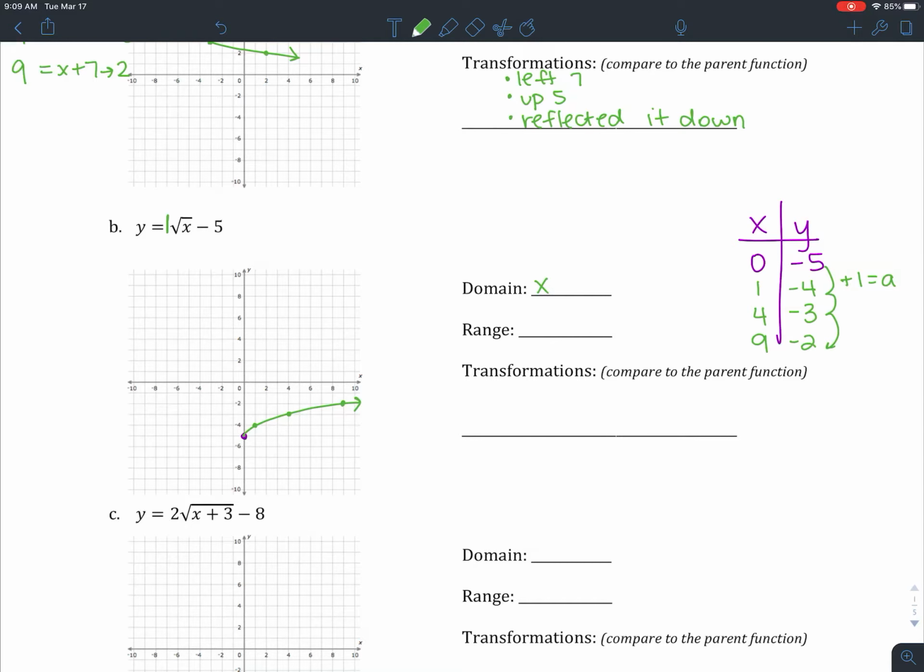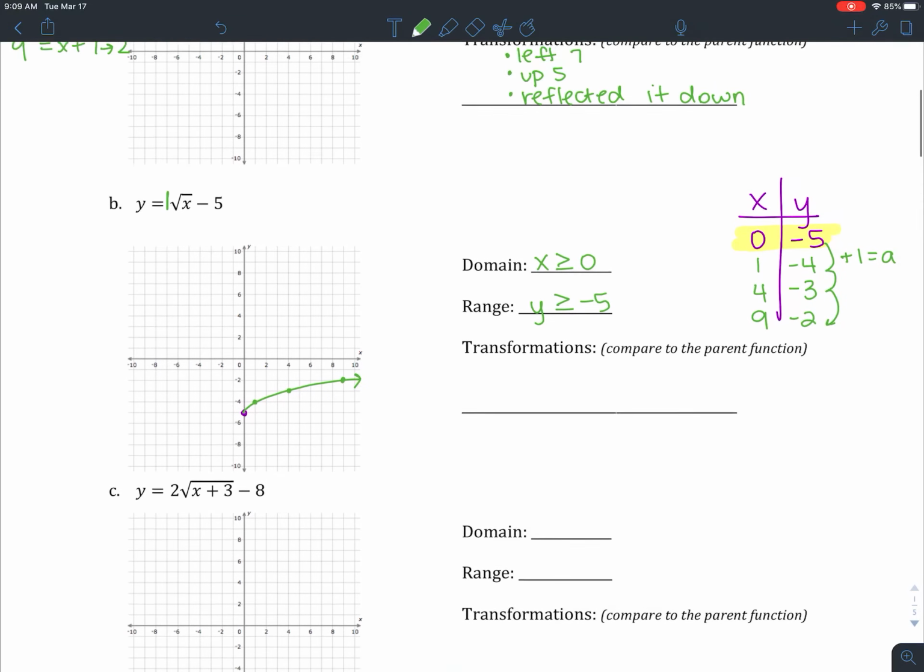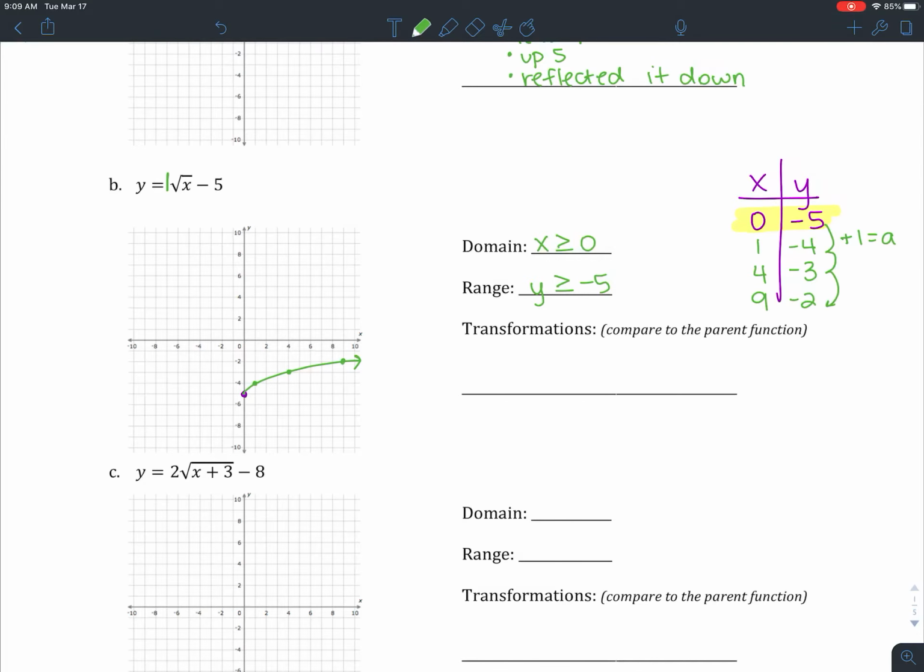Domain x is greater than or equal to 0, and our range y is also greater than or equal to -5. And again, that's coming from either my starting point here, my starting point here. Take your pick. Transformations. I didn't go right or left, so that doesn't count. I did go down 5. And I didn't stretch it or shrink it because a is 1, and it's also positive, so I didn't reflect it. So that's the only transformation here.